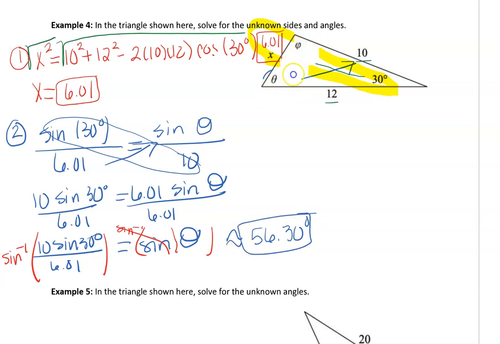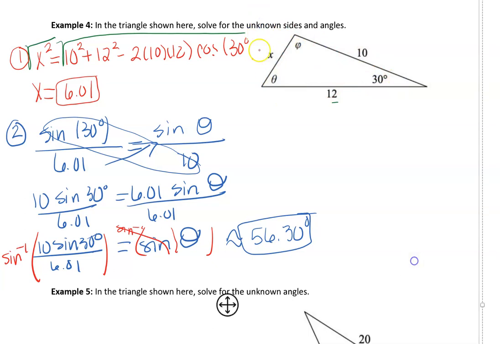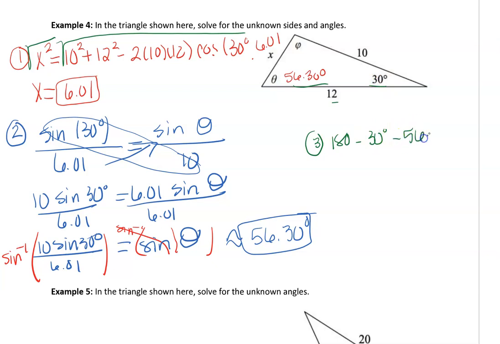So up here, erase some of my markings. We have this side to be 6.01. We now have this angle to be 56.30. We got to use our law of cosines. We got to use our law of sines. And so for our last step, since we have two angles, I'm just going to say 180 minus 30 degrees minus 56.3 degrees. This should give you approximately 93.7 degrees.